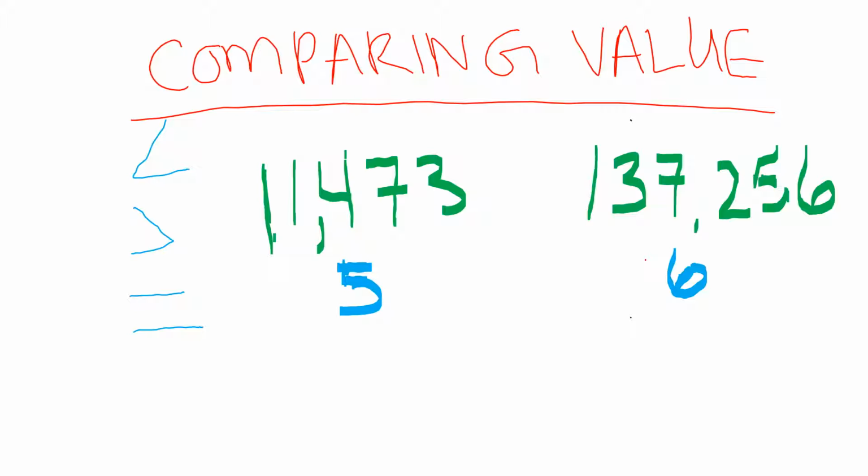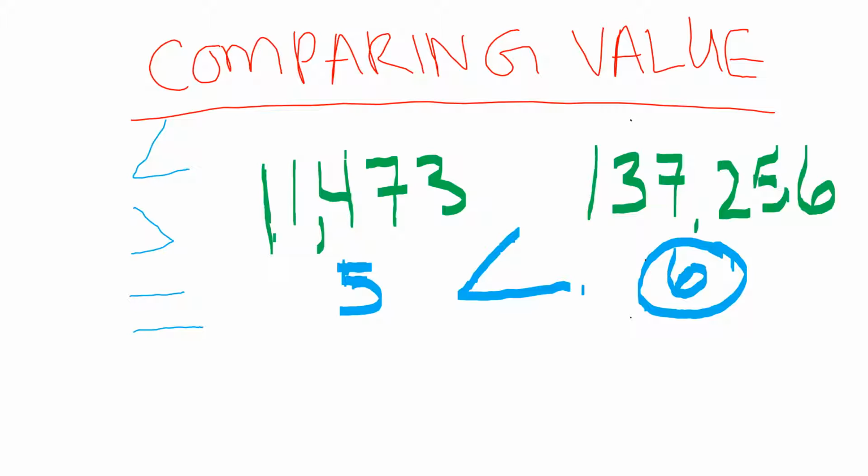6. 6 is greater than 5. So we know that 5 is less than 6. That's a super easy trick when you're looking at different numbers. Just literally counting the numbers that make up that number.